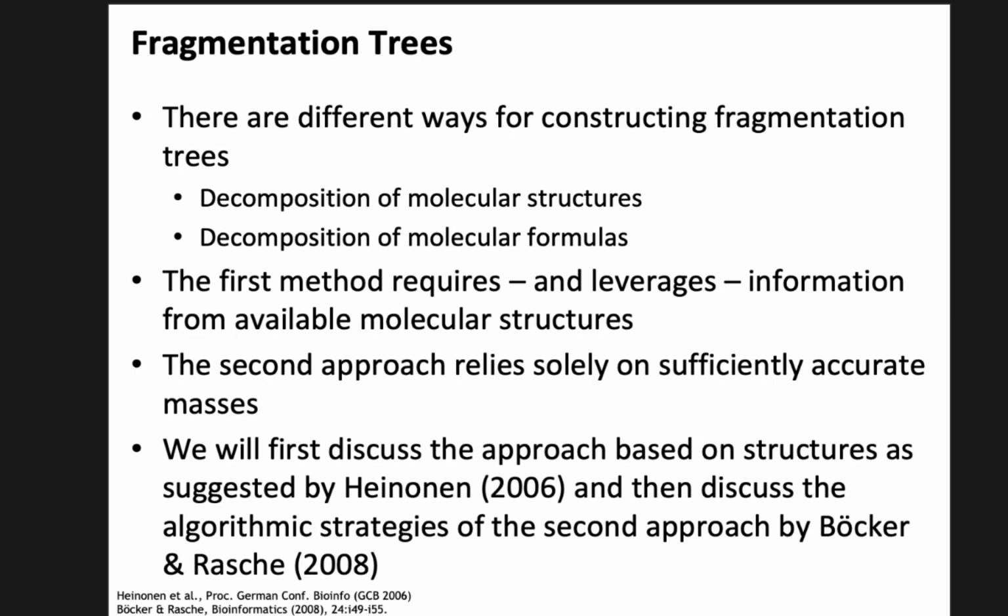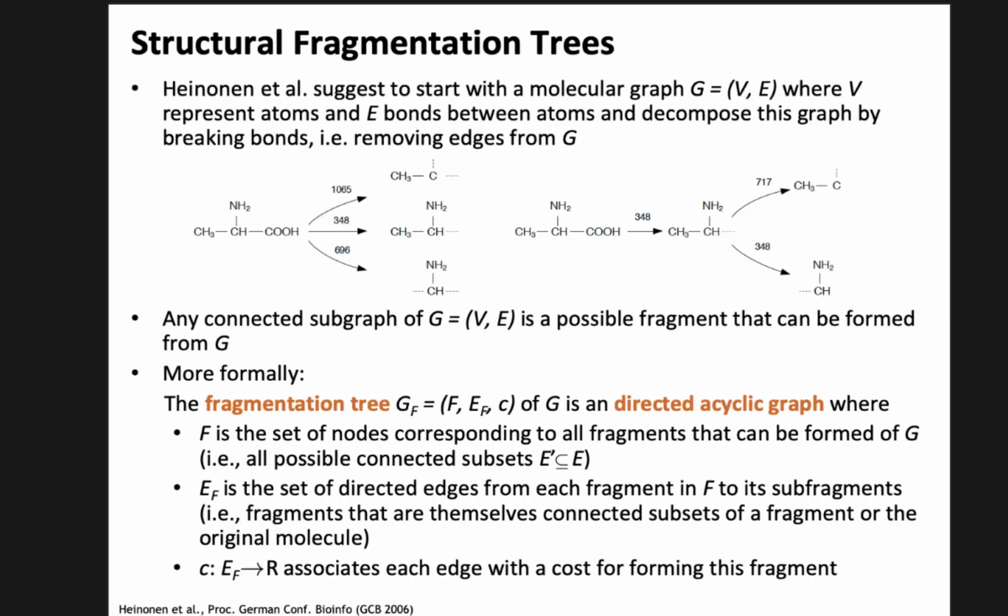The first method then requires a structural database. The second approach relies only on sufficiently accurate masses. And with high-resolution mass spectrometry, you can actually determine the molecular formula based on the feature mass. We haven't talked about that, but it's feasible. It's actually reasonably straightforward. So we first discussed these structural fragmentation trees. That was suggested in 2006, I think, for the first time.